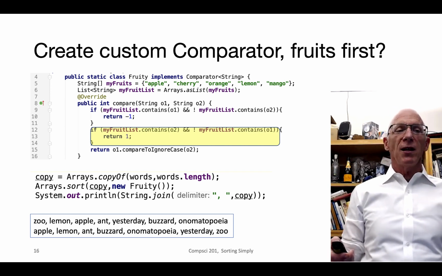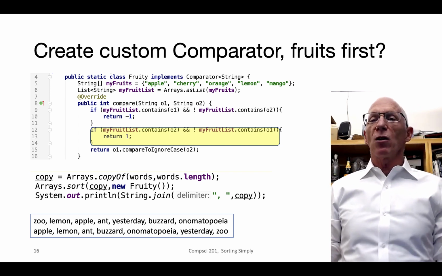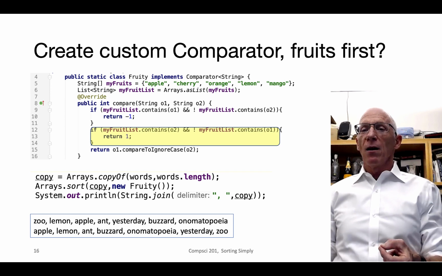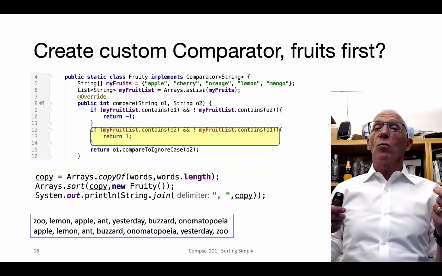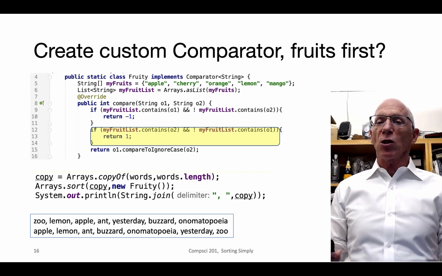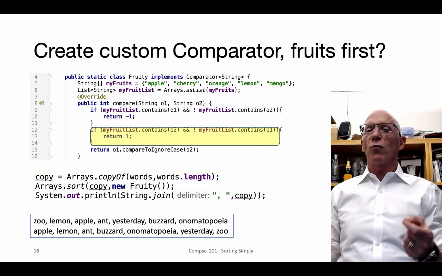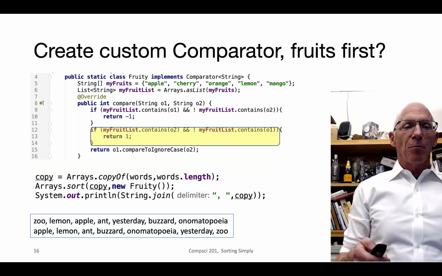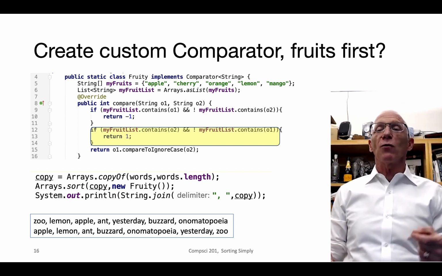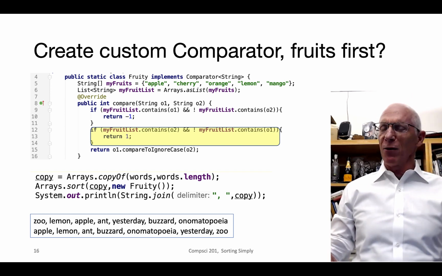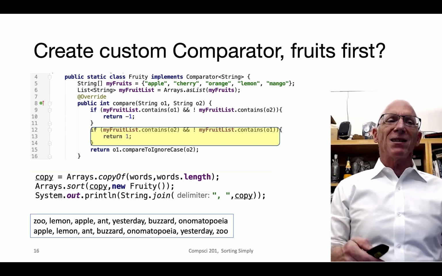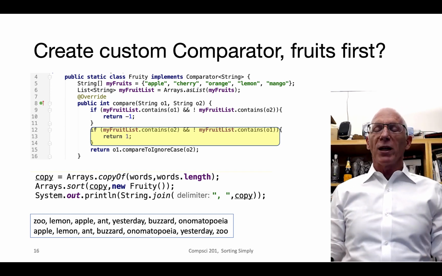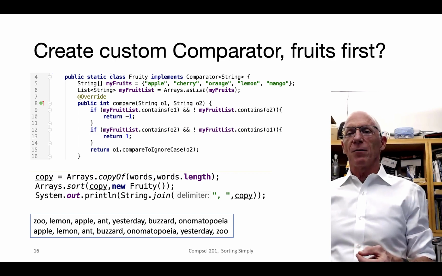So what we see here is when we sort this array and we use the Fruity object, so we say Arrays.sort with new Fruity, what we get is apple, lemon, ant, buzzard, onomatopoeia, yesterday, zoo, because fruits are less than everything else. I might have said fruits are bigger, but fruits are less than everything else. So we get the fruits first and the other things next.